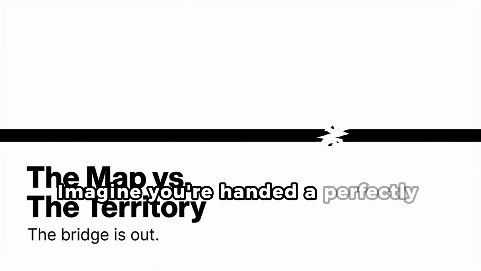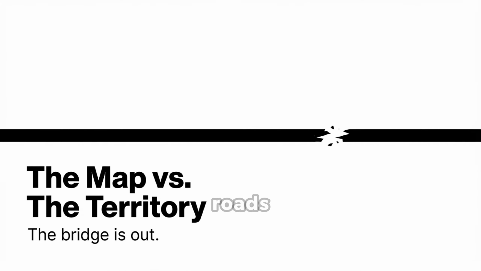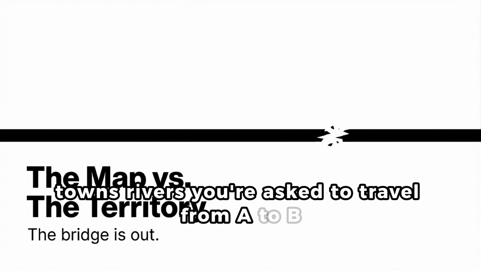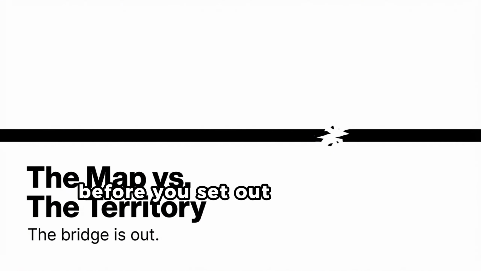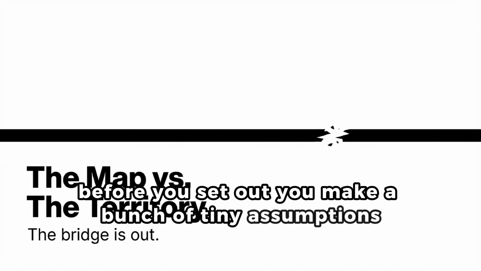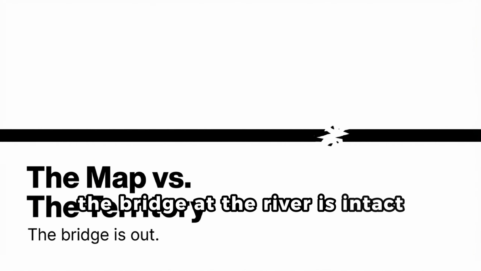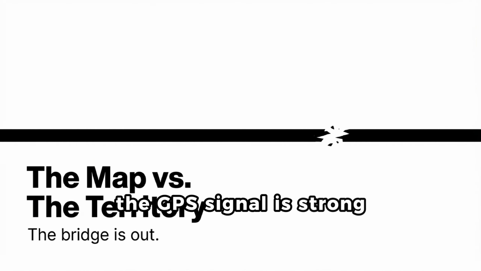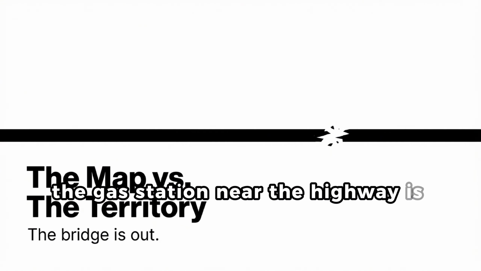Imagine you're handed a perfectly ordinary map: roads, towns, rivers. You're asked to travel from A to B. Before you set out, you make a bunch of tiny assumptions. The bridge at the river is intact. The GPS signal is strong. The gas station near the highway is open.